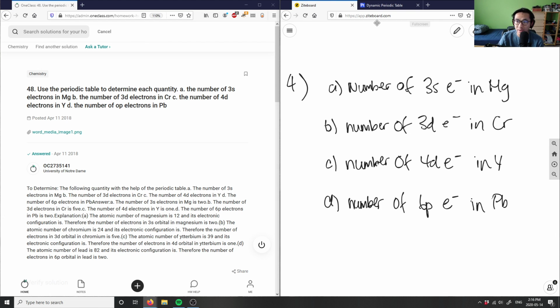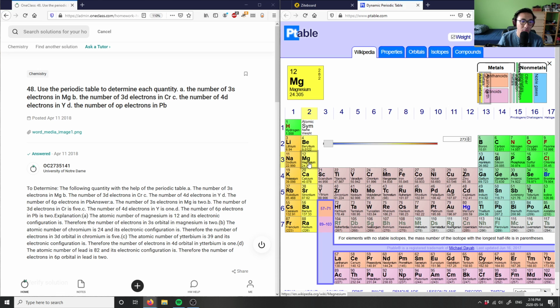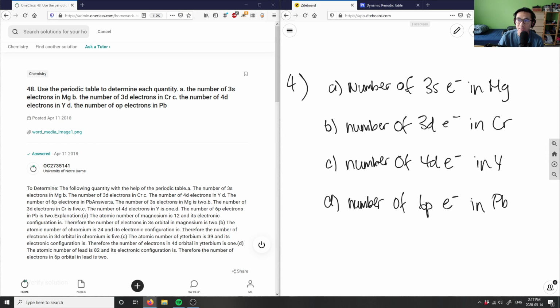Let's look at the first one: the number of 3s electrons in magnesium. I go all the way to magnesium, and I could write out the electron configuration for magnesium. It would be 1s2, 2s2, 2p6, and then 3s2. So I'm going to have 2 electrons in my 3s orbital. My answer here would be 2, because 3s2 determines that the number of electrons is 2.